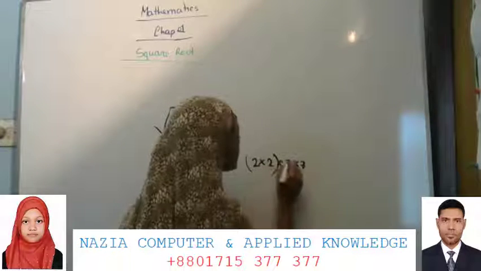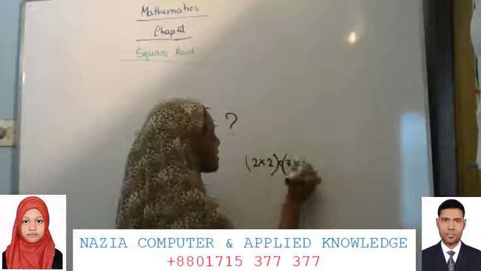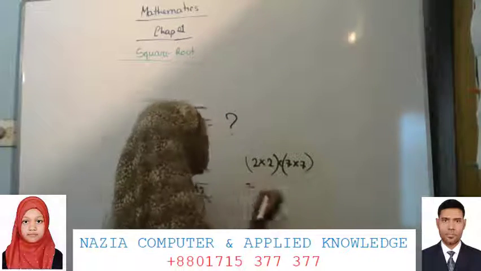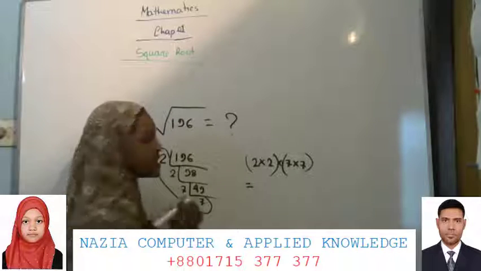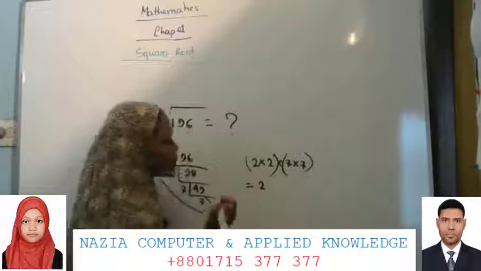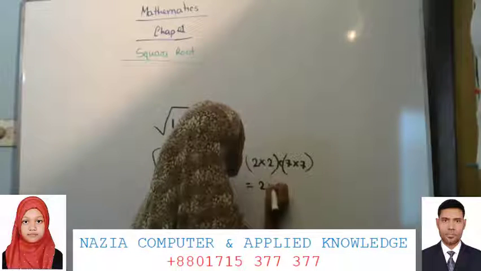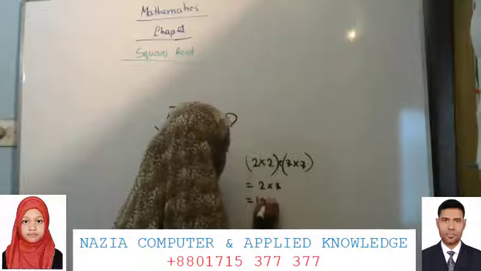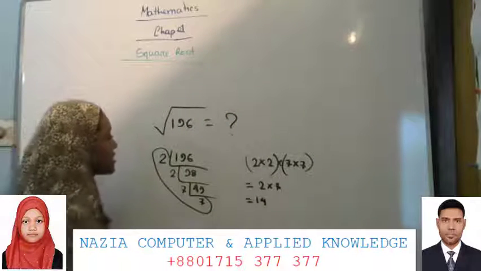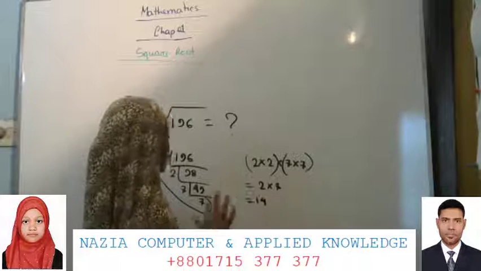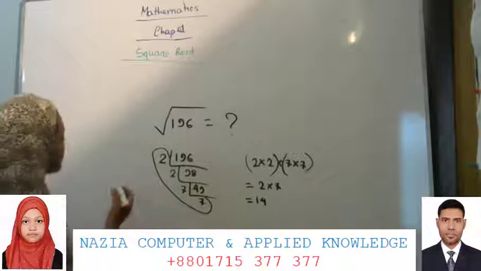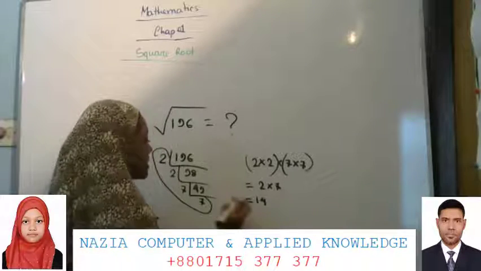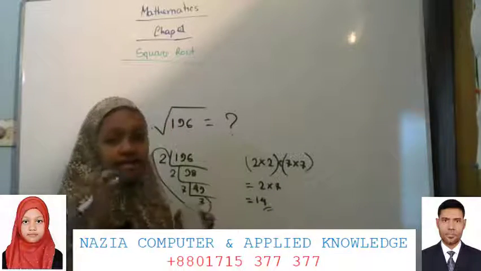So 2 is one pair and another 2 is the other. 2 2s are 4, 7 7s are 49. So we will take only 2 and 7 into 7. What is the result? 7 2s are 14. Isn't it the result? So let's find 14 into 14. We will now judge whether 14 is the correct answer or not.